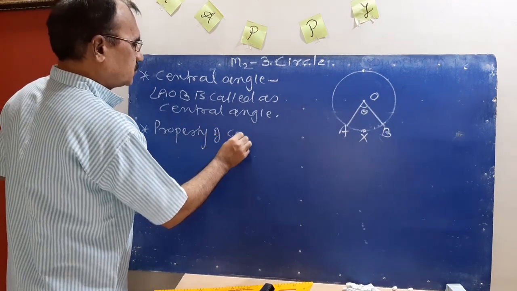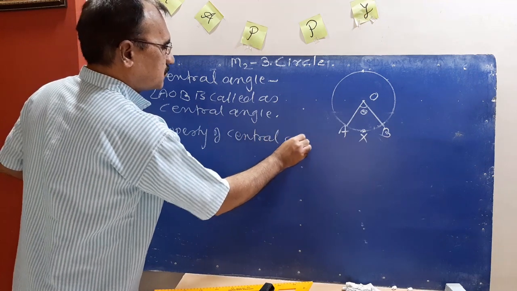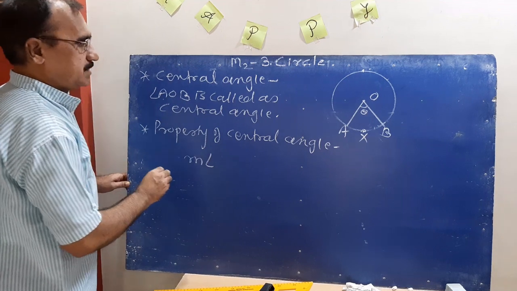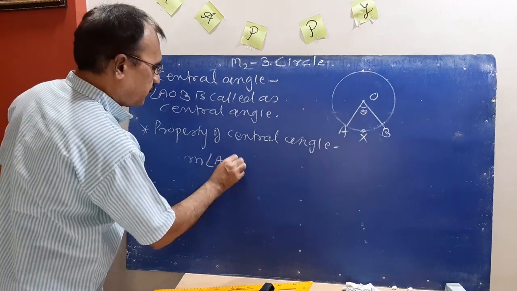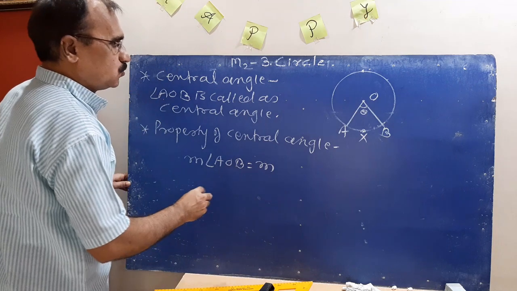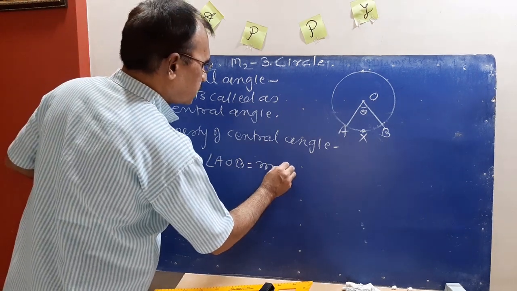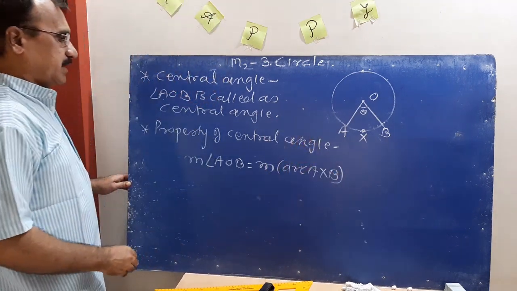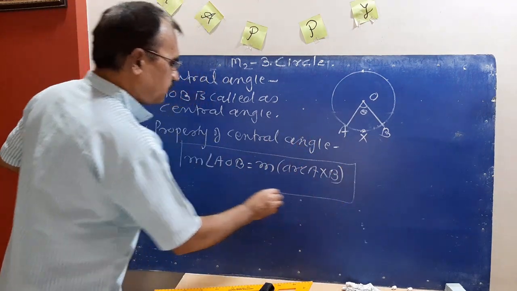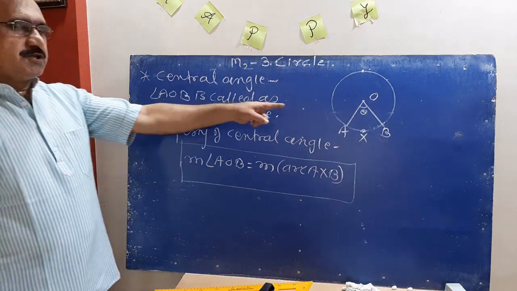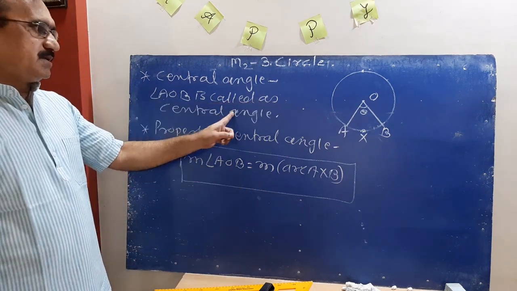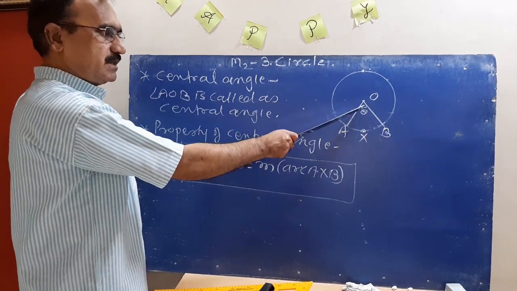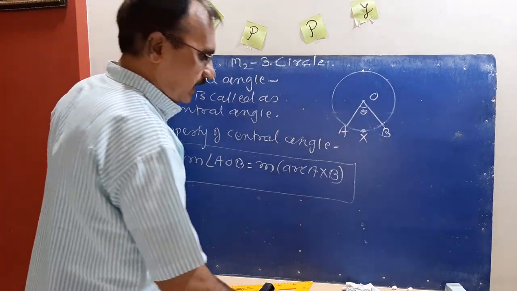Then the property of central angle: the measure of angle AOB is equal to the measure of arc AXB. This is called the property of central angle. Draw this figure and write this down. This is the property, and this is the definition of central angle: whose vertex lies on the center of the circle, that angle is called the central angle.